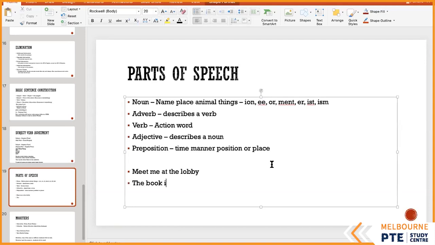The book is on the table. On the table. All right. So, what does pre mean? Before. What is position? Position of that word. Yeah, but what is a position? If I say position, what part of speech is that word itself? Place. It's a place. Place, noun. That means my preposition should always sit before what? Noun. At the lobby. Got it? So if I have a preposition, it must be followed by a noun. Got it? Yeah.